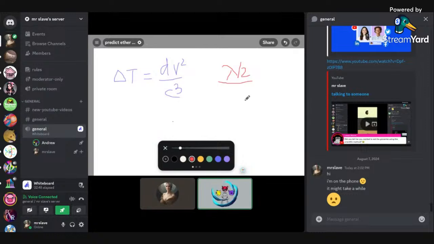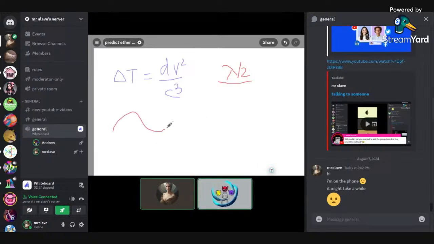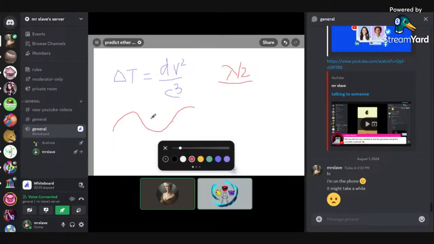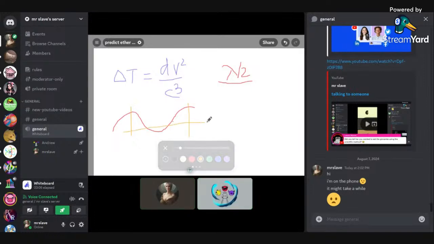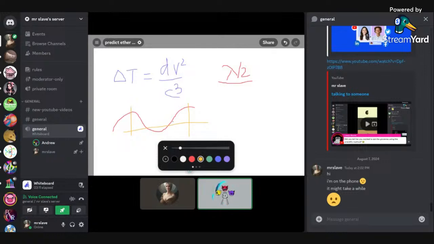Is that wavelengths over two, or per what? No, it's half a wavelength. It's a wave front. So half the lambda. From top to top is one wavelength. It's either a crest or a trough. This is a full wave, right? From top to top, or bottom to bottom.